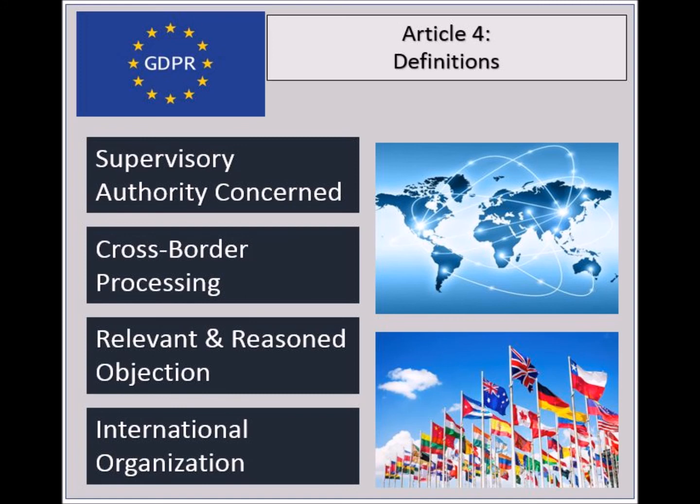Cross-border processing is when processing takes place in more than one state, or when individuals are located in a different state than the controller. Relevant and reasoned objection is an objection that there is an infringement of this regulation. International organization is an organization that is governed by the public international law.